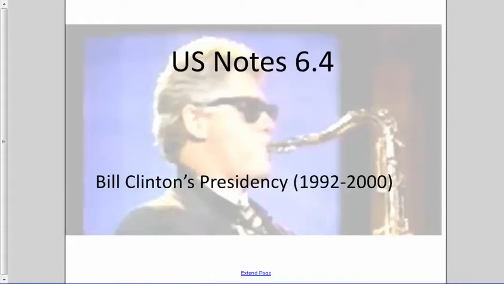Welcome to U.S. Notes 6.4. These are going to be about Bill Clinton's presidency from 1992 to 2000. So those are the years we're looking at.